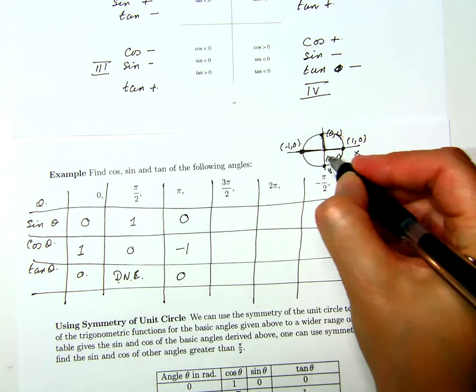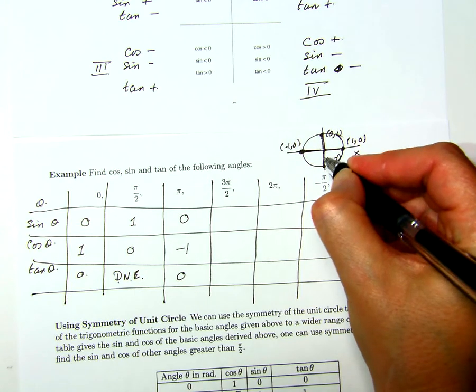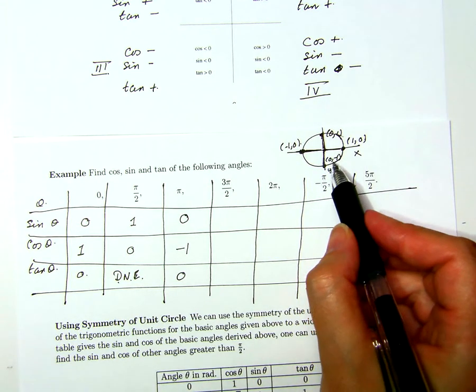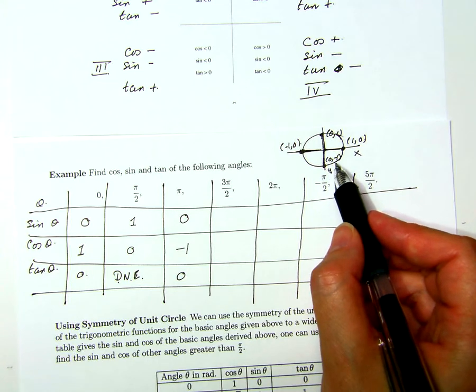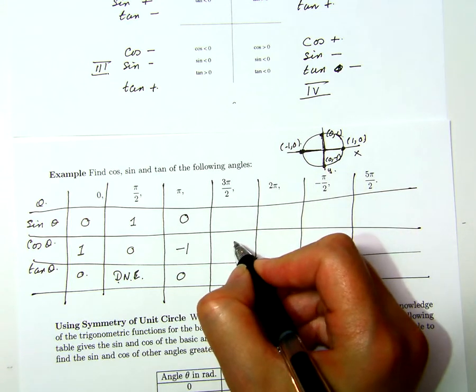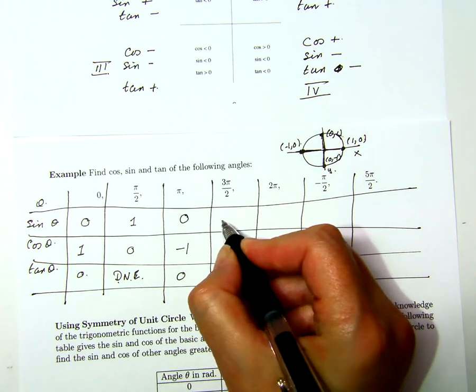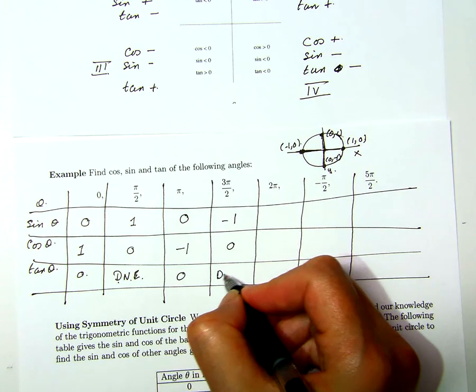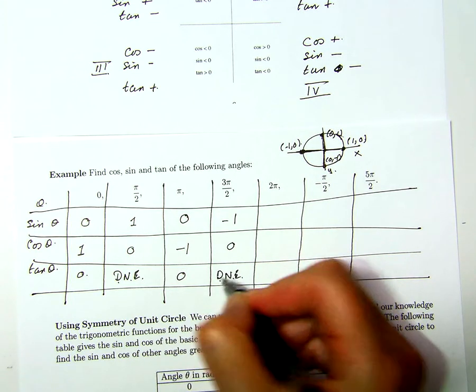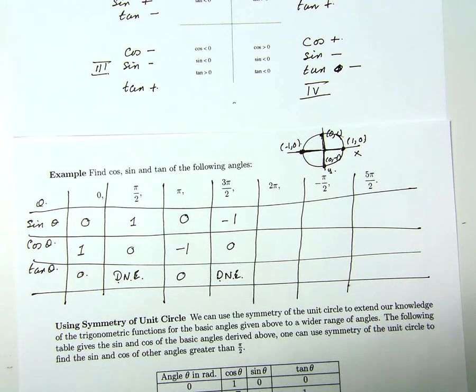For the angle 3 pi over 2, its terminal ray is the negative y-axis, which cuts the unit circle at the point (0, -1). So its cosine is 0, sine is -1, and tangent, which is sine over cosine, does not exist. It just simply isn't defined in this case.